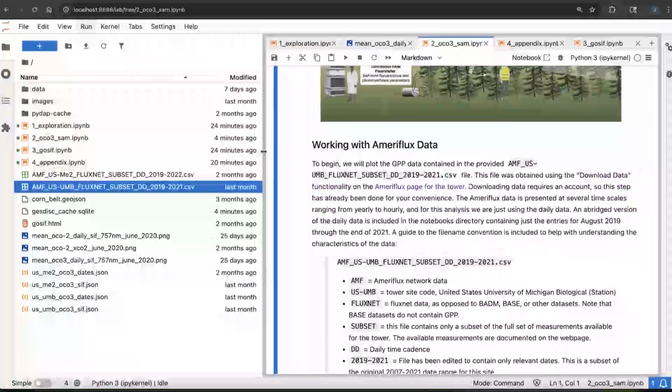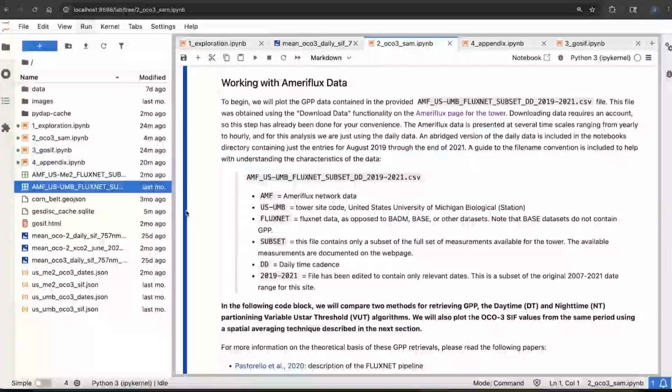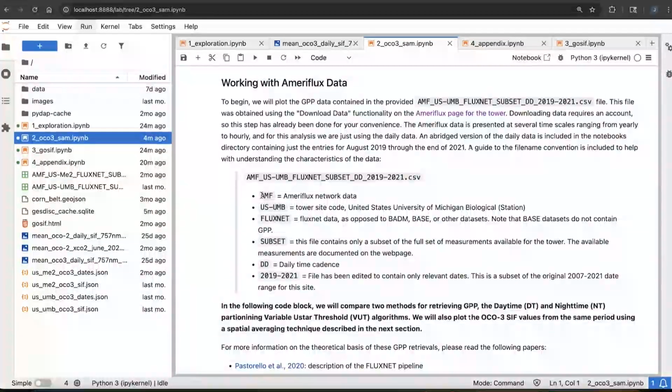Let's talk about the file name itself so that you can get a sense of what we're actually working with. For a given CSV file with Ameriflux data, AMF tells us that this is Ameriflux data. USUMB tells us that the site identifier code is for the UMBS tower that we're interested in. FluxNet refers to FluxNet data, as opposed to BADM, BASE, or any other type of data set that might be included for this tower. The subset identifier tells us that this is only a subset of the variables.